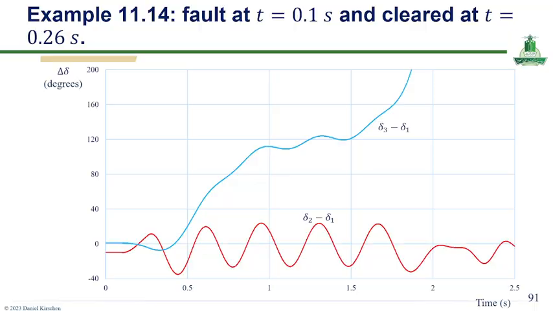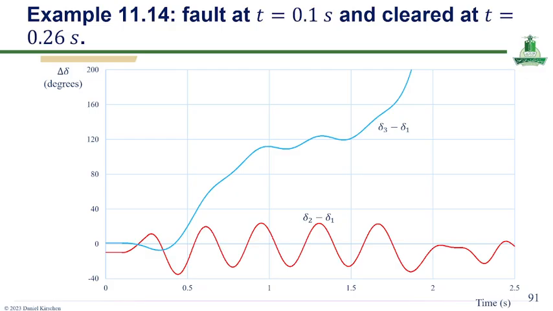Okay, this slide presents the transient response of the power system when the fault duration is slightly increased. In this case, the fault occurs at t equal to 0.1 second and is cleared at t equal to 0.26 second.